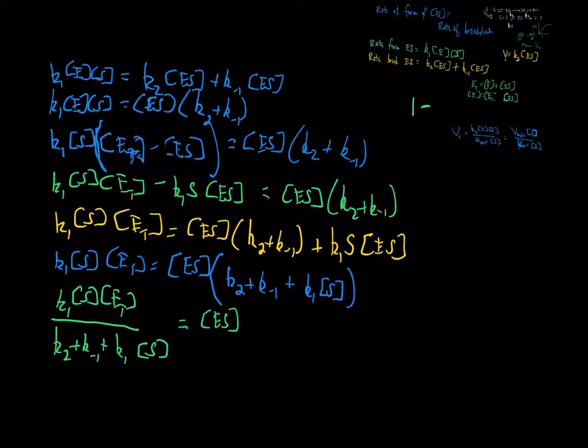Now I'm just going to remind you, actually I may be able to point to it up here. Remember, the ultimate goal is to solve for the initial velocity, which was equal to K2 times ES. Well, we now have ES, but this is scary looking, right? Do you see what I'm saying?